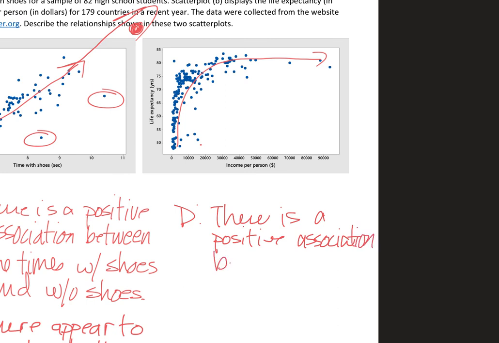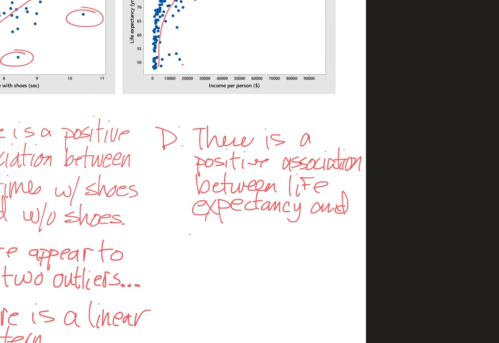Between life expectancy and income. Awesome.